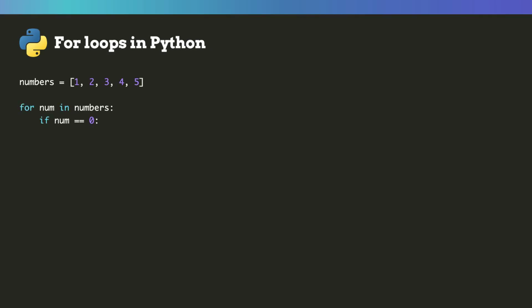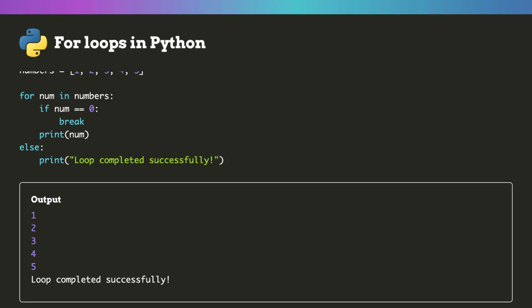Did you know you can also use the else clause with a for loop? The else clause can be added to a for loop and will be executed once the loop completes all iterations, except if a break statement is encountered. This can be useful when you want to perform some action after a loop finishes.